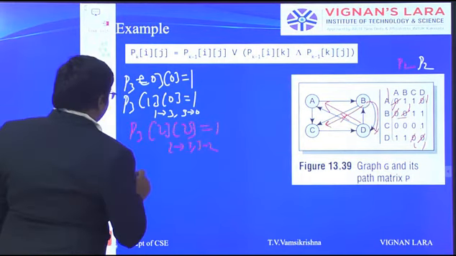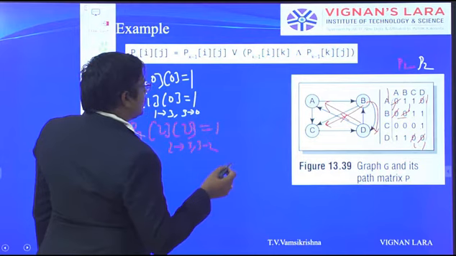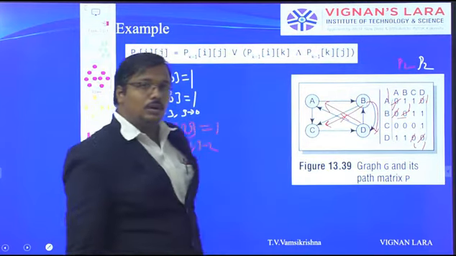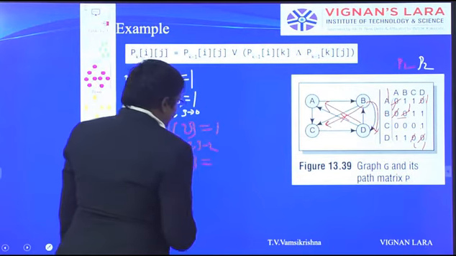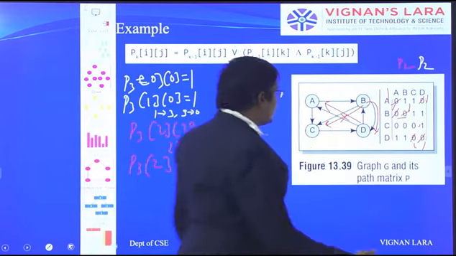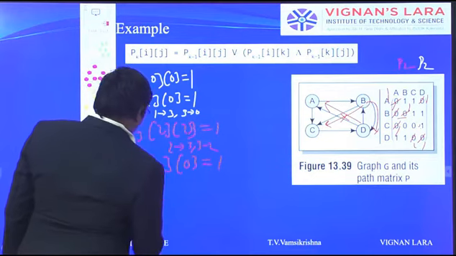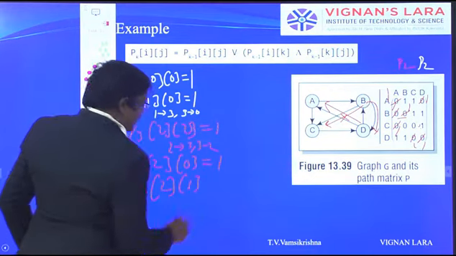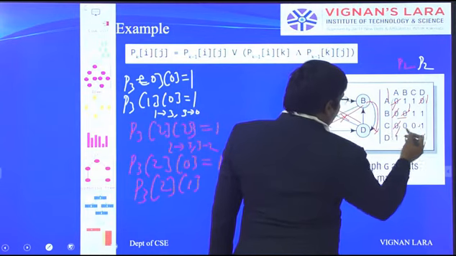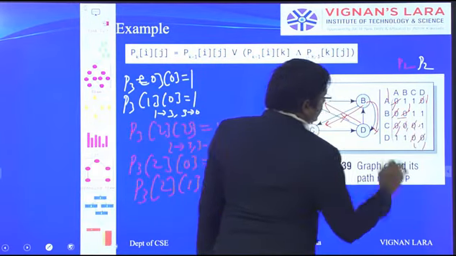Next, we need to check P3 of 2, 0. Right? So we need to check the next one. 2, 0 is still 0. So for 2 to 0, 3 is the intermediate vertex. 2 to 3 is 1, 3 to 0 is 1, yes, so this one is also updated to 1. In the P3 of 2, 1 also we are calculating, 2, 1 is also 0, means we need to check 2 to 3, which is 1, and 3 to 1, also 1. So this one is also updated, means it is also 1.